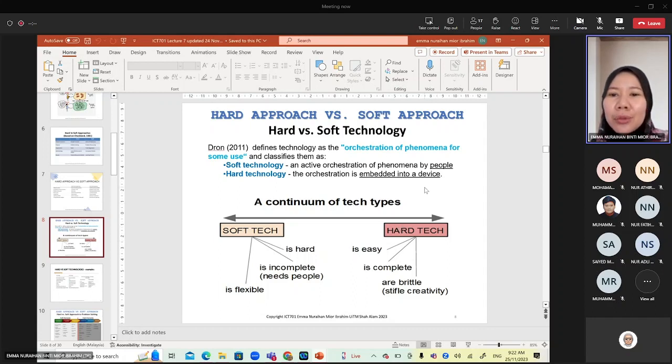So, hard technology always embedded into a device. Tapi soft technology is orchestration of phenomena by people, culture. Macam mana you nak buat sesuatu activities tu sampai dia menjadi tahap culture that is embed in you. You sampai you tak nak buang sampah merata-rata.